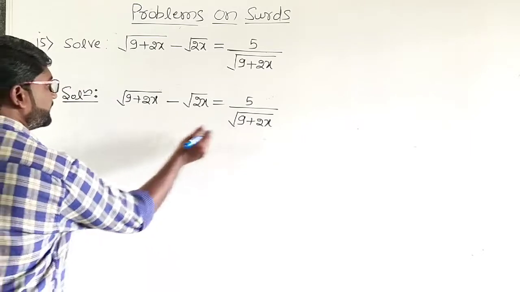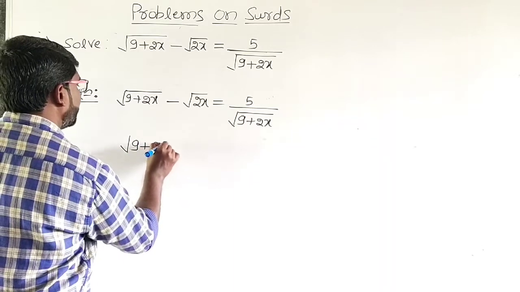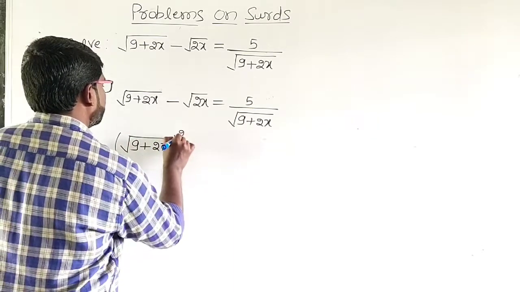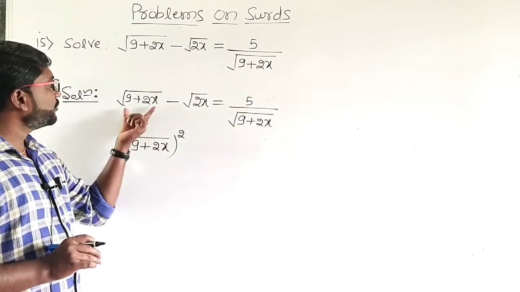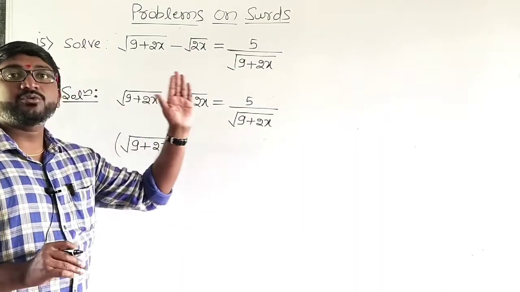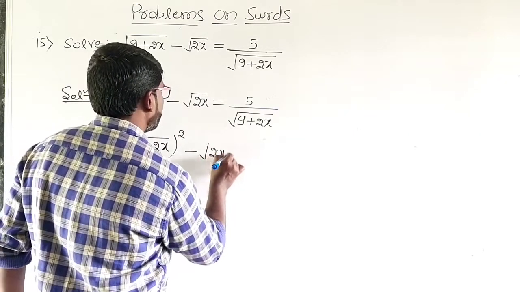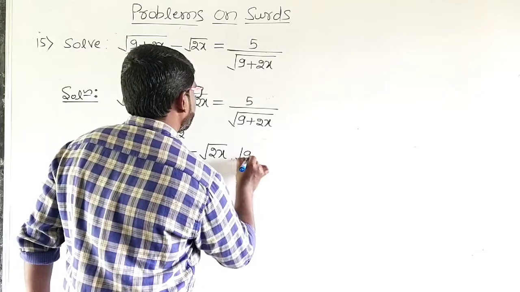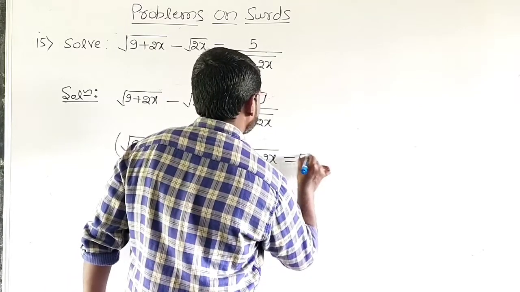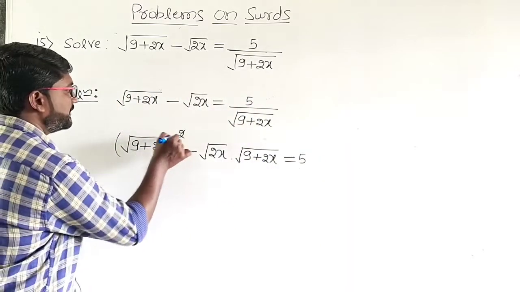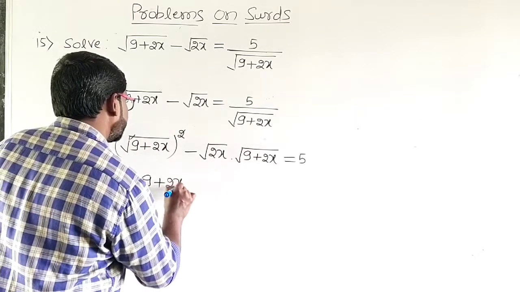So now I multiply this with this term, we get 9 plus 2x the whole square, because a into a is always a square. Similarly, root 9 plus 2x into root 9 plus 2x will be root 9 plus 2x the whole square. Then minus root 2x into square root of 9 plus 2x, which is equal to 5. So now here square and root get cancelled, write the remaining term 9 plus 2x, then minus.